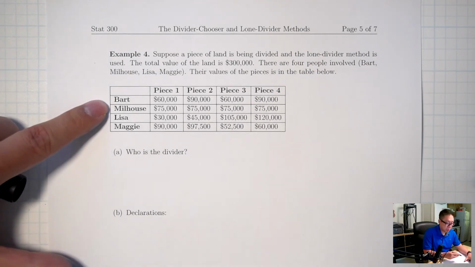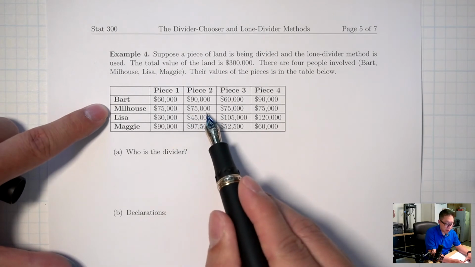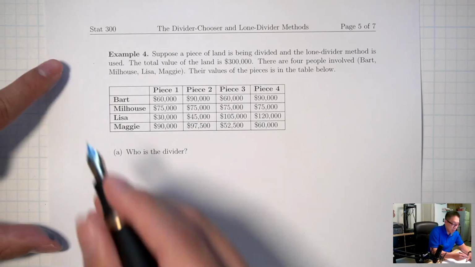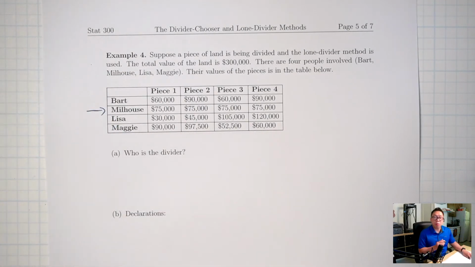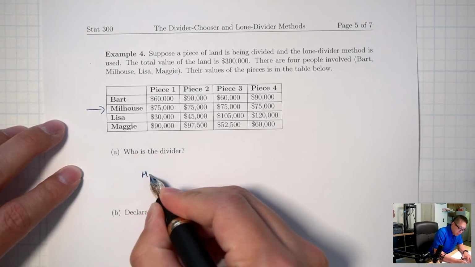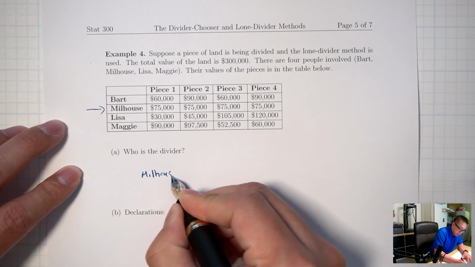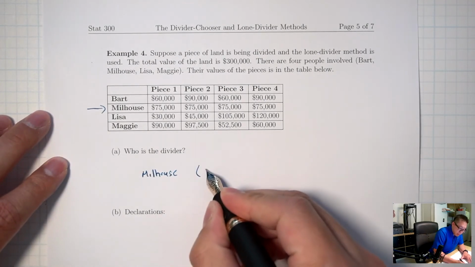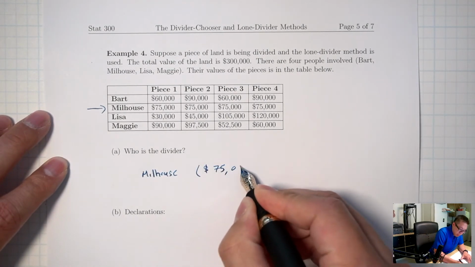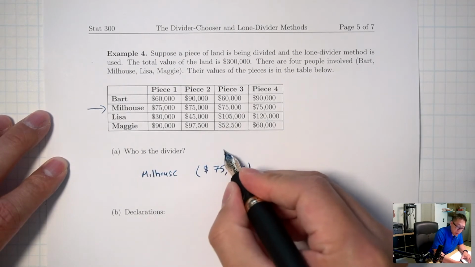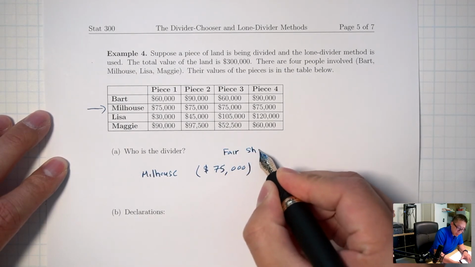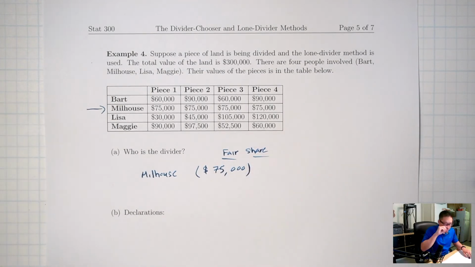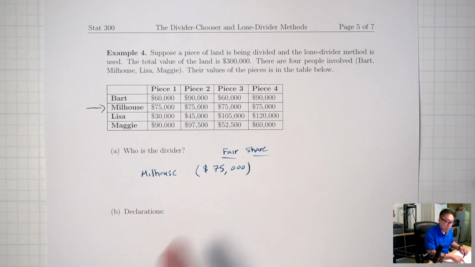Look at Milhouse. Milhouse valued piece 1, $75,000, piece 2, piece 3, piece 4, $75,000. So Milhouse was the divider. And I'm going to write his value on each piece because that's important. Because that's actually the fair share number. And that's important because that number is what each person deserves. So each person deserves $75,000 worth of land for them to be happy.